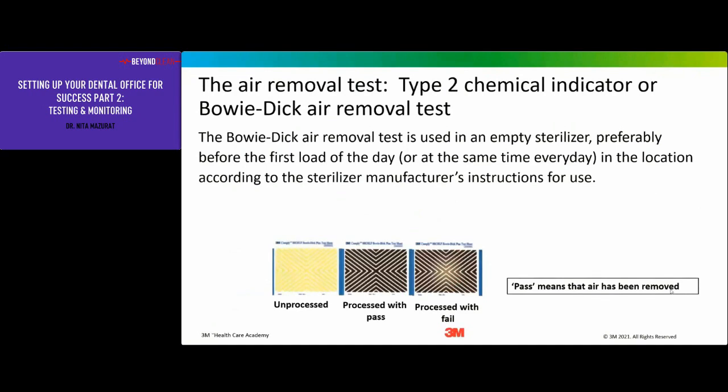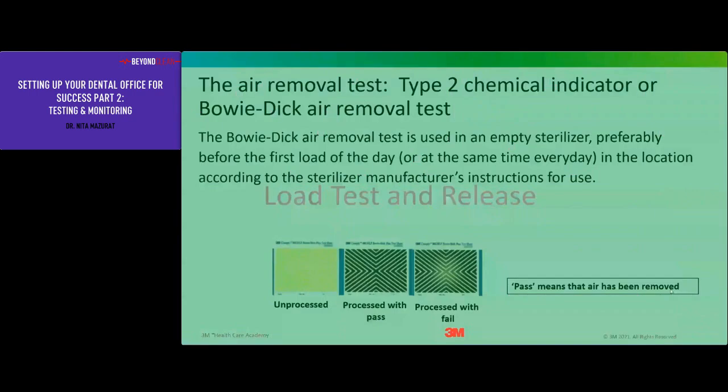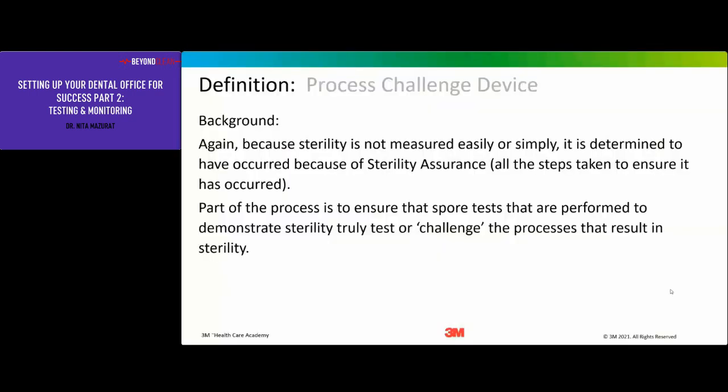So the air removal test is a type 2 chemical indicator, or we call it consistently a Bowie air removal test in Canada. So it's used in an empty sterilizer, preferably before the first load of the day, or it is tested at the same time every day in the location in the sterilizer according to the sterilizer manufacturer's instructions for use. And you need to have a pass.